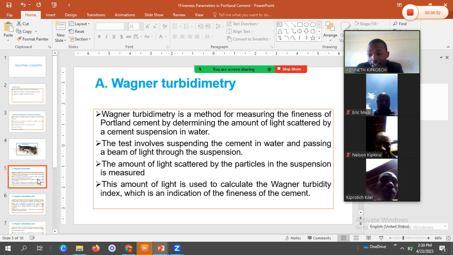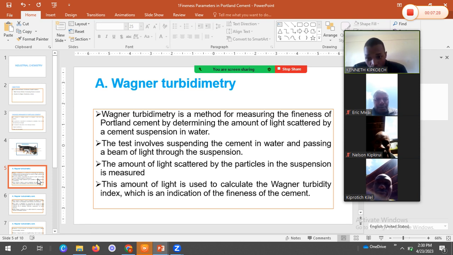So we say that from the term turbidimetry, Wagner turbidimetry, we know turbidimetry is used to determine the scattering effect of the particles in water. So we've discussed that this Wagner turbidimetry is a method for measuring the fineness by determining the amount of light scattered by the cement suspension in water.